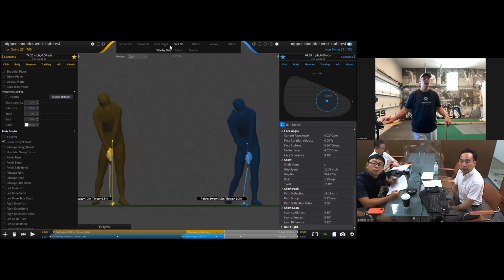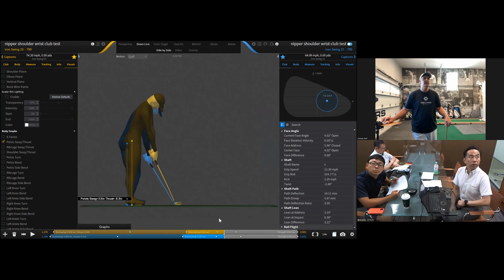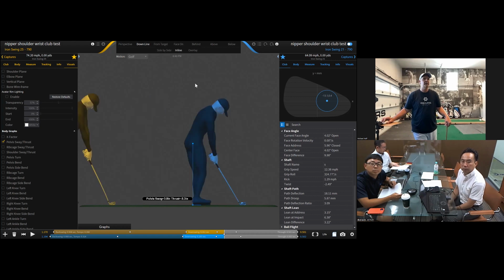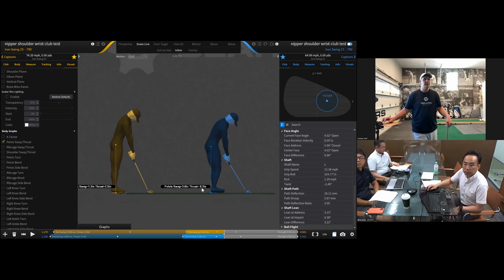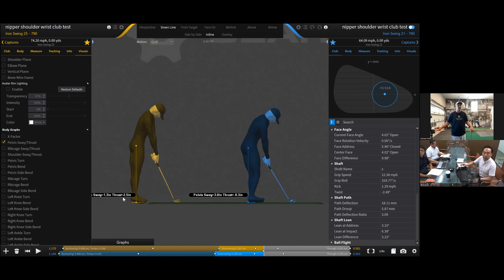Okay, so here's a before and after lesson that I gave. So you can see this is before and after impact. Here is the lift and thrust. You can see that these two players are very different. So negative 0.3 thrust, so zero thrust versus 2.5 thrust. You look from above.